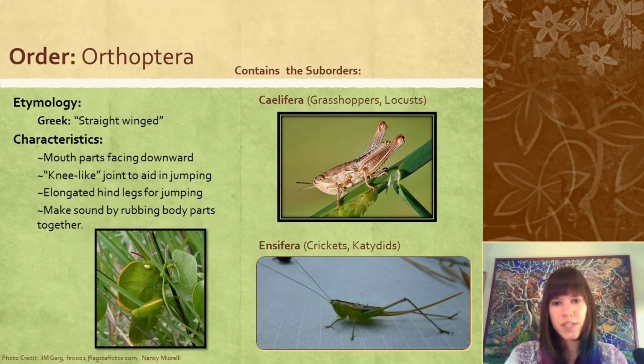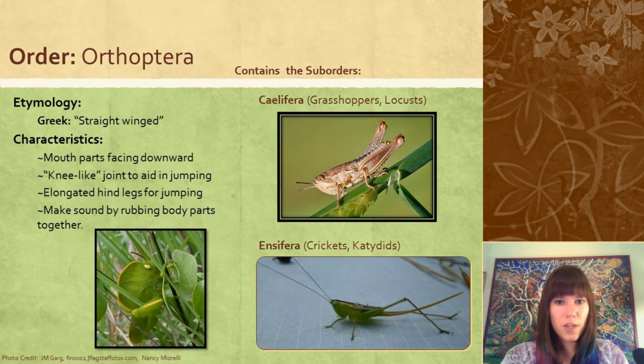Their characteristics are that they have hypognathous mouthparts, so the mouthparts face downward. They also have these really big jumping legs, and they have a specialized joint to help them jump, and they make sound by rubbing their body parts together. Orthoptera contains two main suborders, and the first is Caelifera, which in Latin just means sky bear, and I'm pretty sure this is the group that contains locusts.